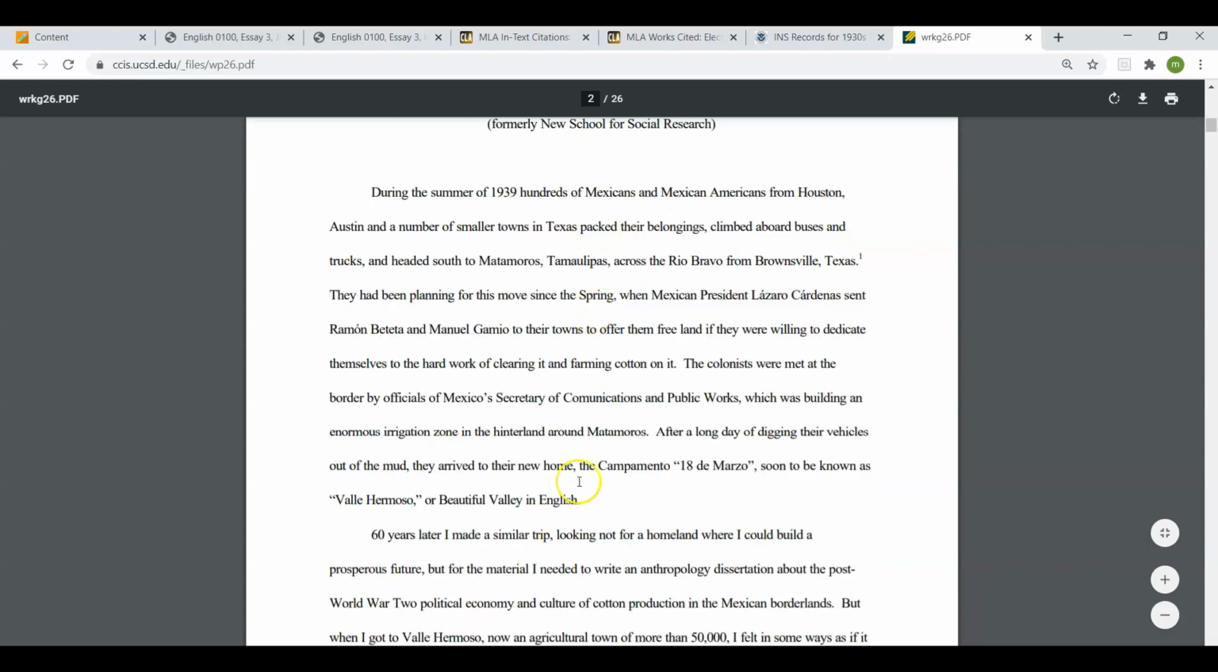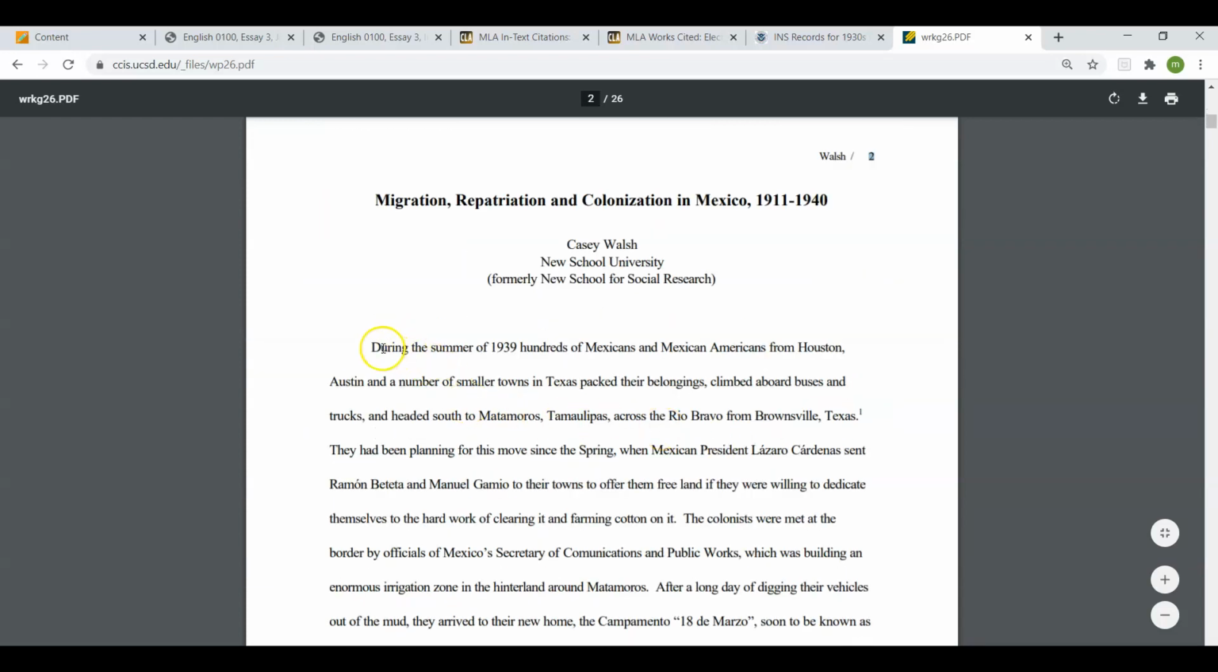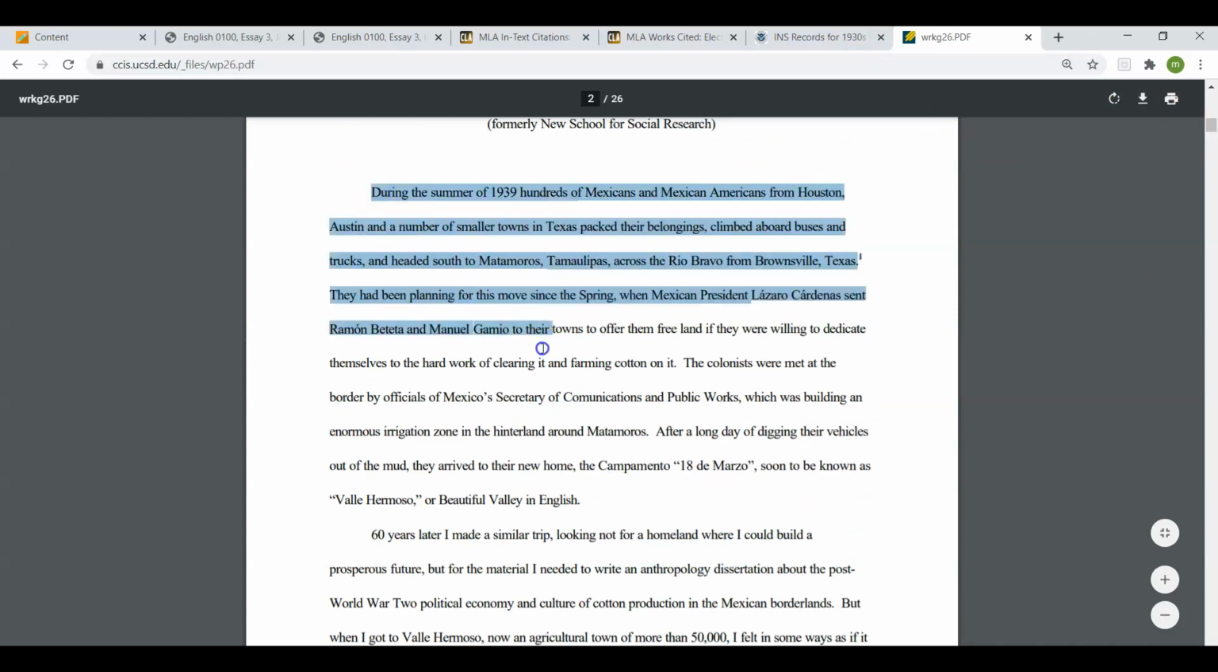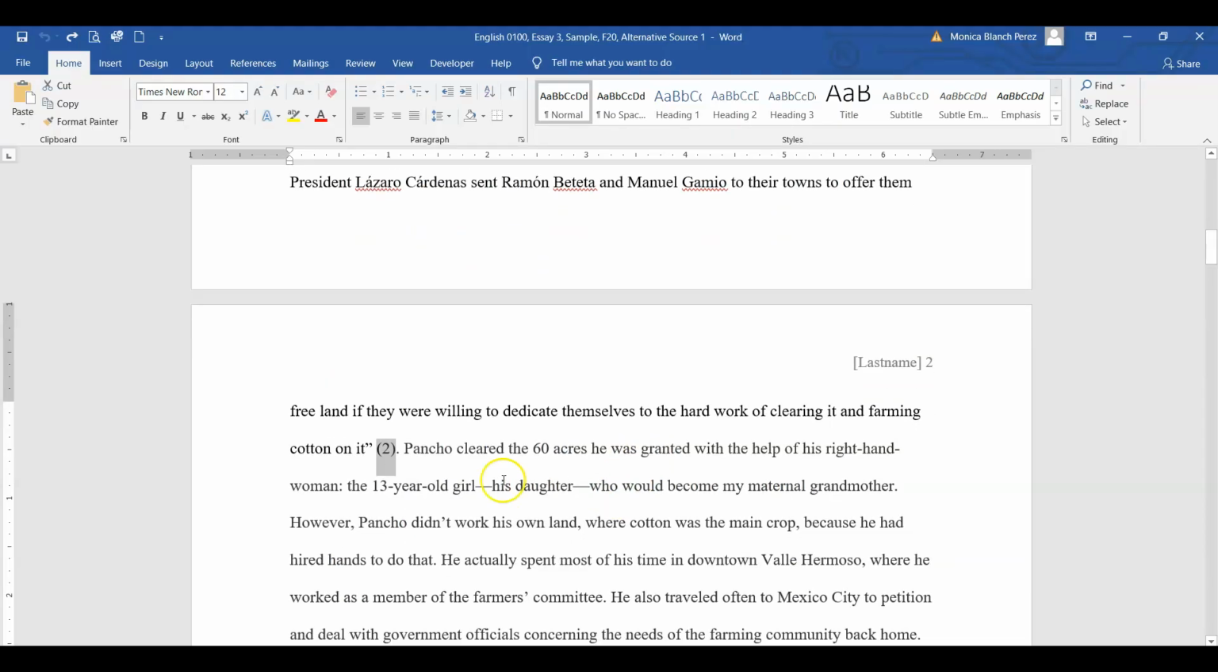And so it's the first page of the article, but this is page 1. And so it says 2. So I had to say what page it was from. It was from page 2. My quote was right here, right? So we come back to it. I put a little 2 in parentheses at the end.